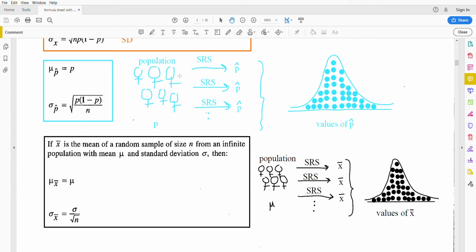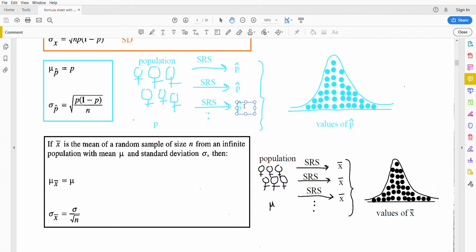Then what happens next is we take an SRS, a sample from that population, and we calculate a sample proportion. We take a second sample, calculate a different sample proportion, and a third, and a fourth, and a fifth, and we just continue that. So we take multiple samples, and then we compute multiple sample proportions, which, by the way, are all going to be slightly different from each other.